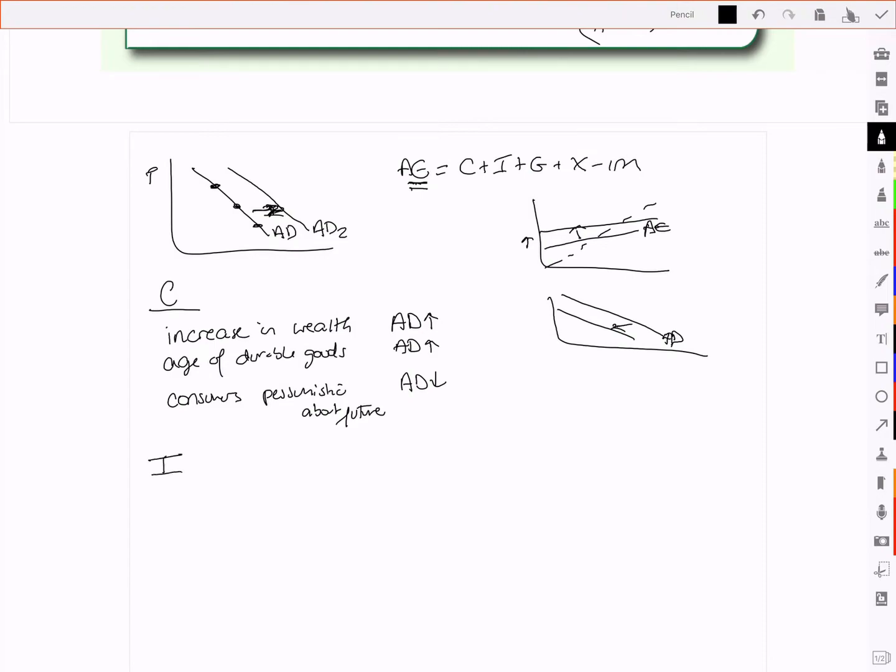Let's look at investment spending. So what were those things that changed investment spending that weren't price? Because remember, a price change is a movement along the aggregate demand curve. Anything else that changes autonomous investment spending will shift the demand curve. So what if there is a change in the age of capital goods?